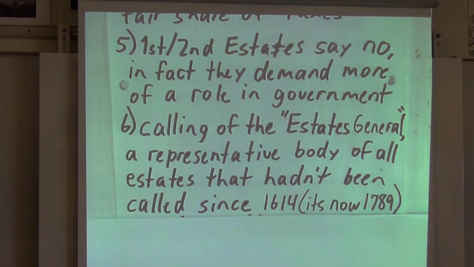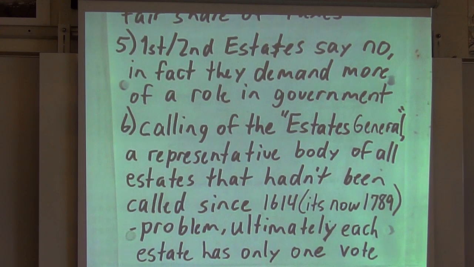And so this thing is called for the first time since 1614. Like I said, it's now 1789. And basically they would have discussions and they would argue and they would try to debate and they would try to come up with some solutions for the country. The problem with the Estates General historically before 1614 and again in 1789 was each estate had one vote. So guess what the final vote usually was? 2-1. And as you might imagine, the two upper estates would vote against the third estate. And that was the problem. Each estate had one vote.